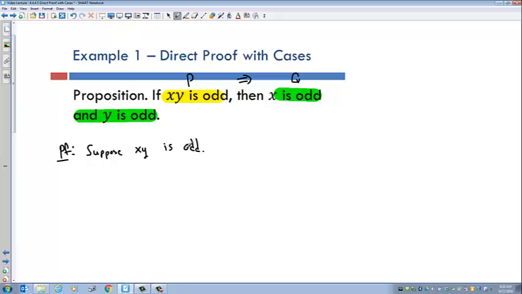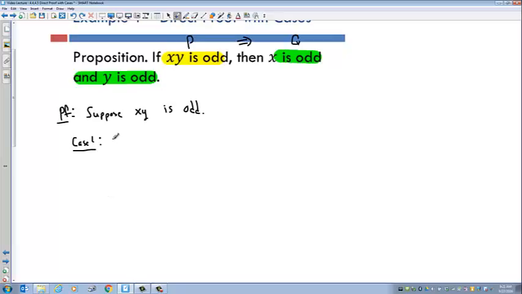And then we have cases that we can run through and check, because we know that either x is even or x is odd, and y is even or y is odd. So let's look at case 1. Let's just look at the cases. So case 1 would be, we can just make this up basically, right? So let's let x be even and y be even.